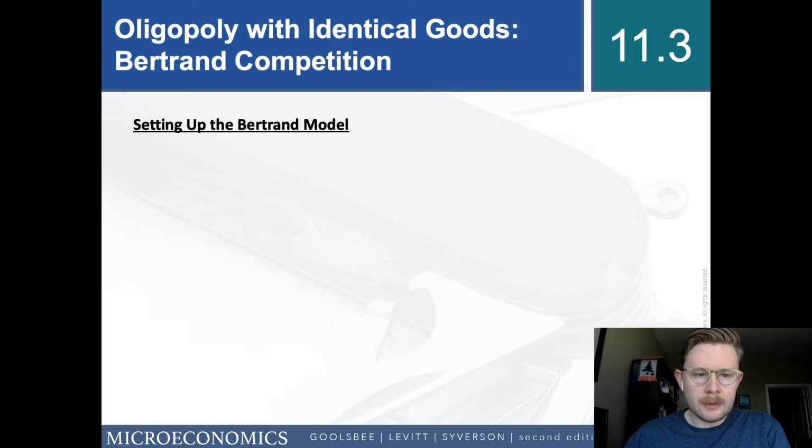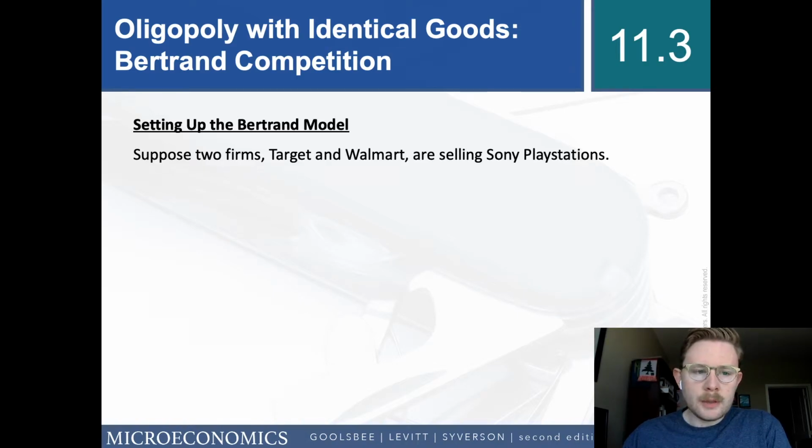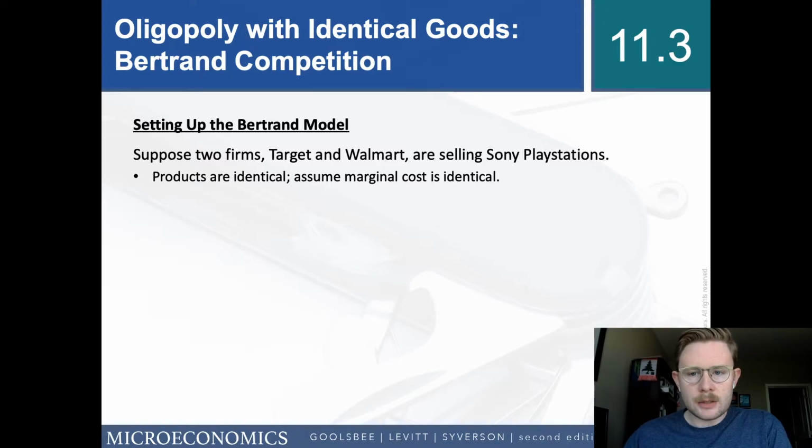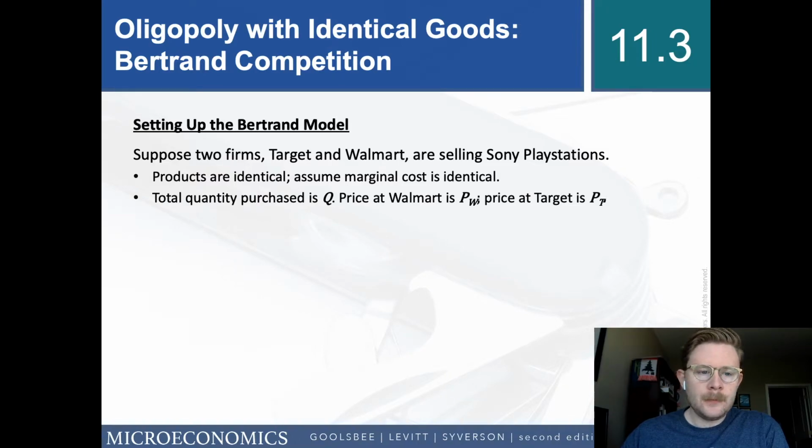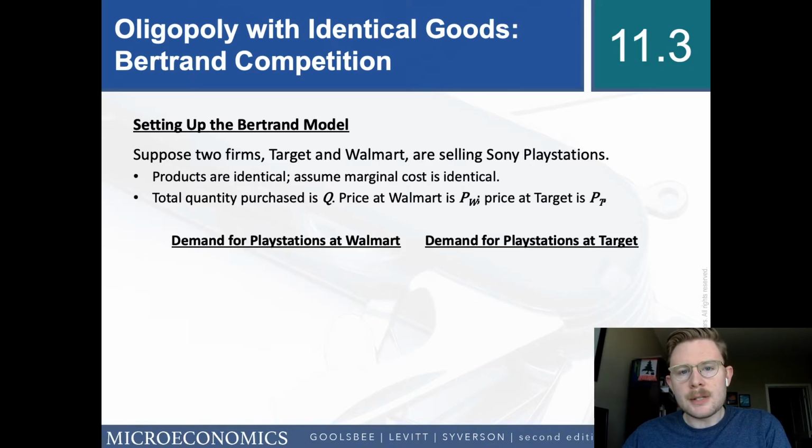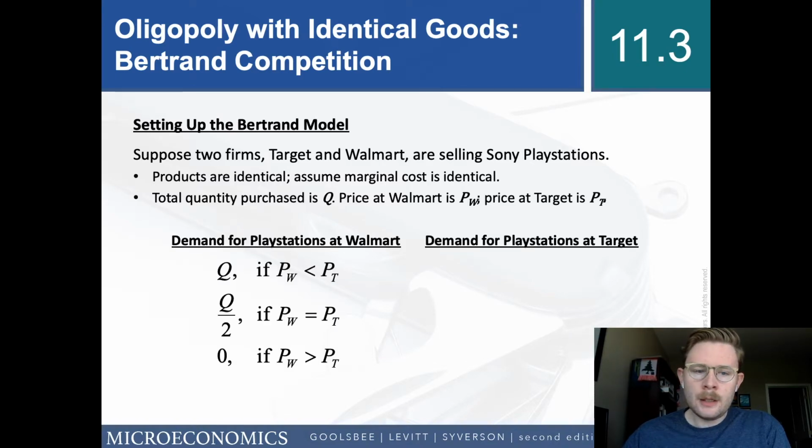So let's set up the model. Assume that there are two firms, say Target and Walmart, and they're selling PlayStations. The PlayStations are identical at Walmart and Target, and the marginal costs are also identical. The total quantity purchased is capital Q. The price at Walmart is PW, and the price at Target is PT.